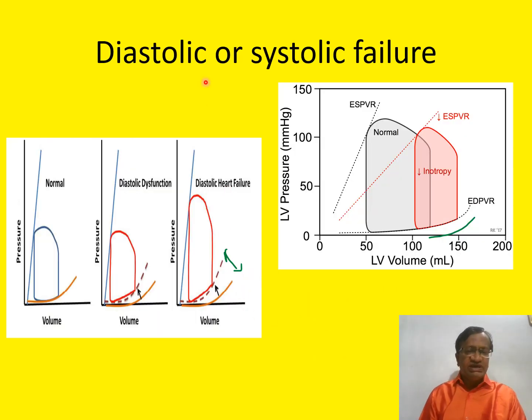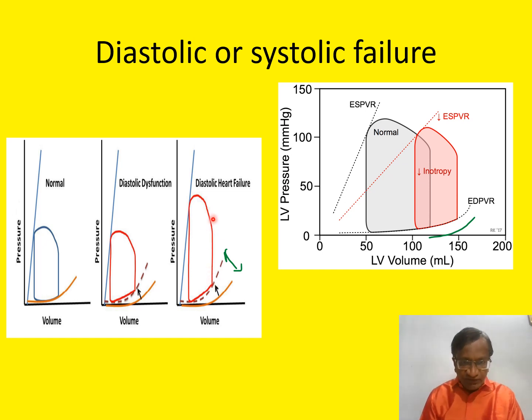Now we know what we concentrate on here. This is normal, but there is a diastolic dysfunction. The relaxation is not proper. It is not complete. So what happens is, here you can see the pressure is doing like this. It is not like this. Now you can see, diastolic heart failure. You can see this is the diastolic heart failure.